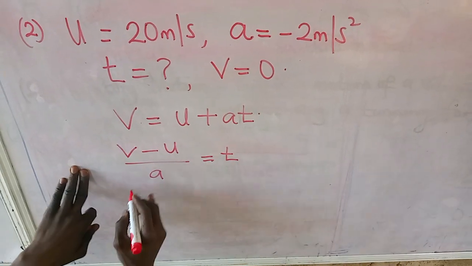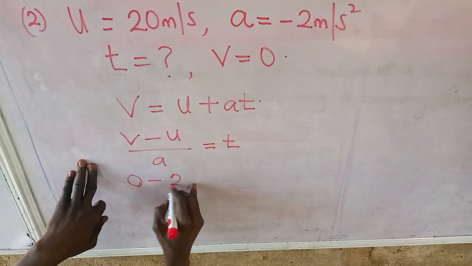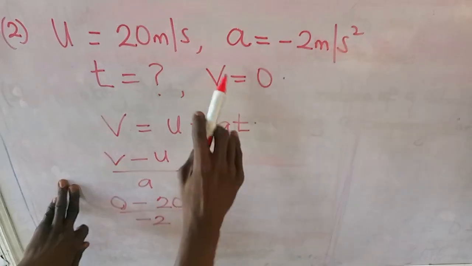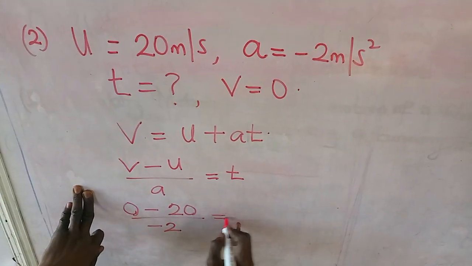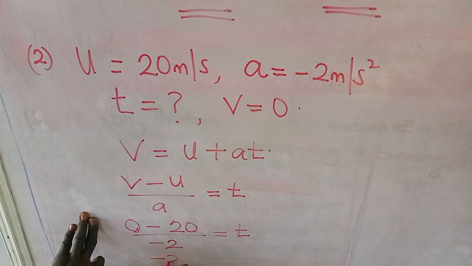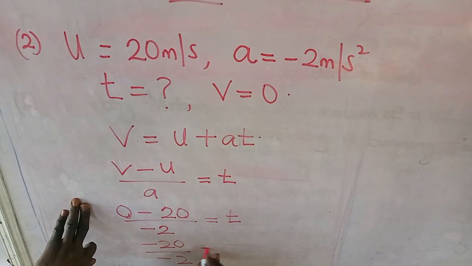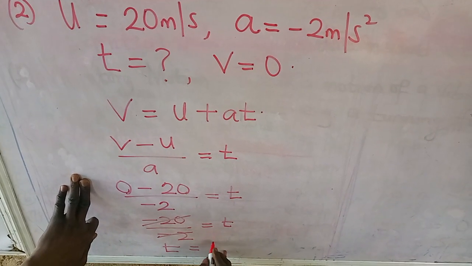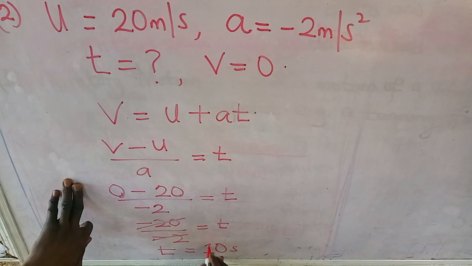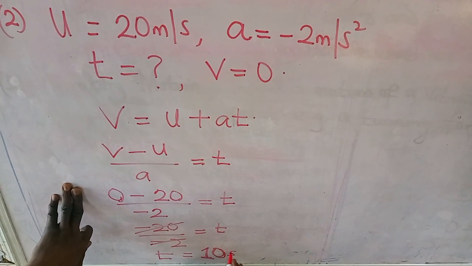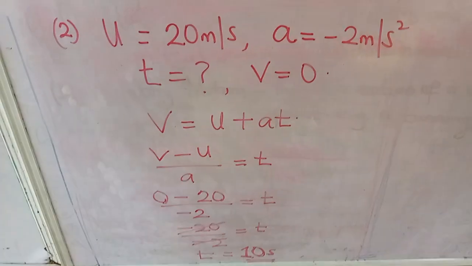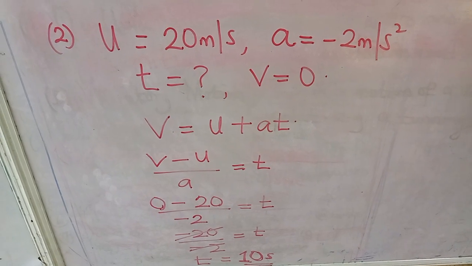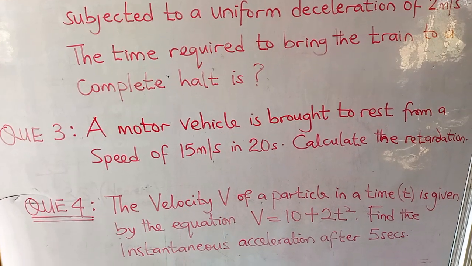So what's v? It is 0, minus u, minus 20, over a, the acceleration, that's minus 2. That's why it has said deceleration, which is the negative of acceleration. That will be minus 20 over minus 2 equals t. So our time will be 10 seconds. The time to be brought to rest is 10 seconds. I hope that is clear.